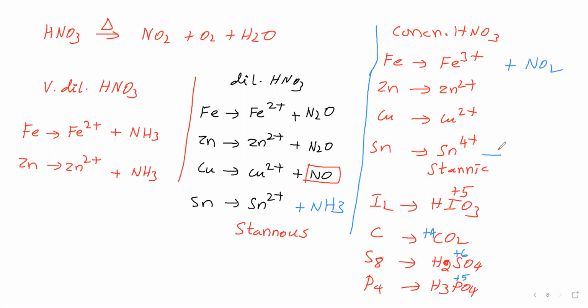This Sn4+ will exist as metastannic acid, H2SnO3. Metastannic acid, we have to say. H2SnO3 exists as metastannic acid. Now these are the chemical properties of concentrated nitric acid.